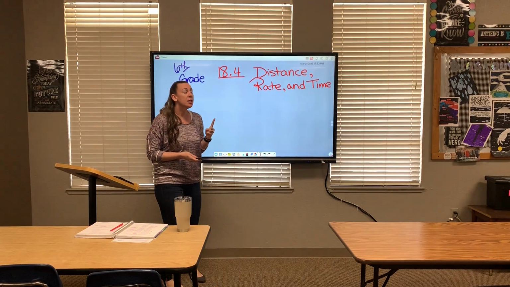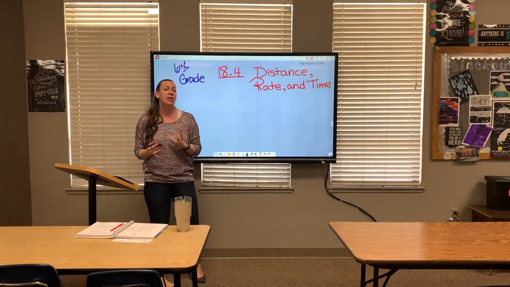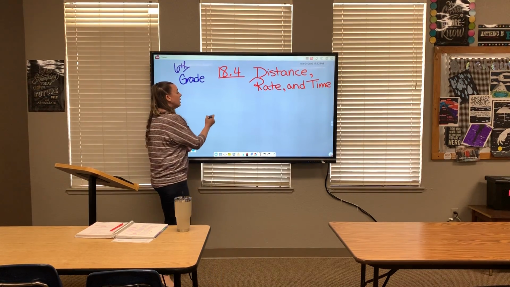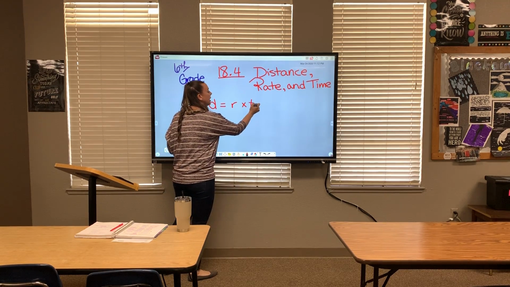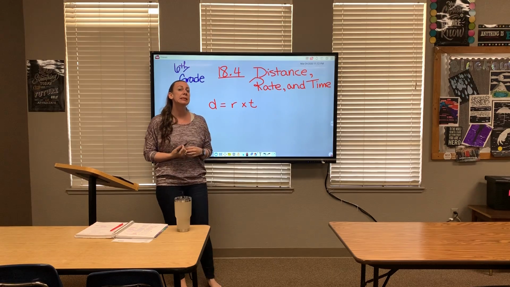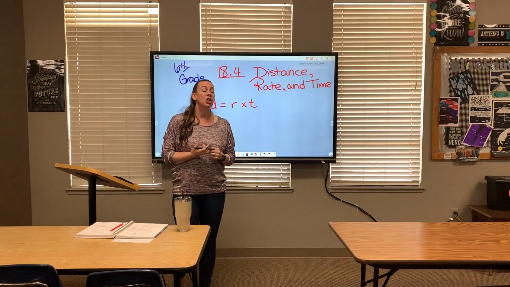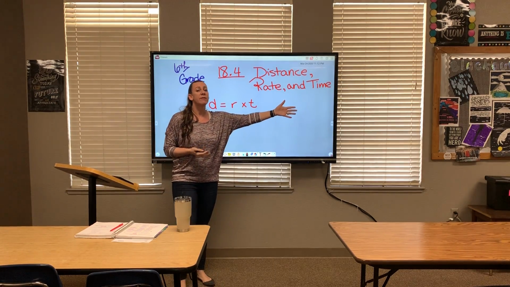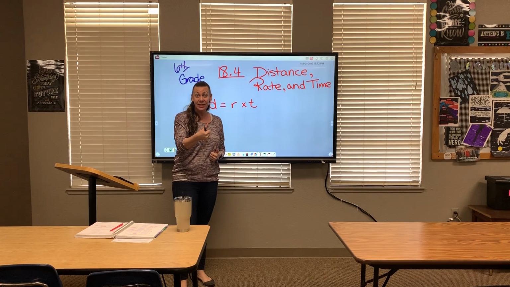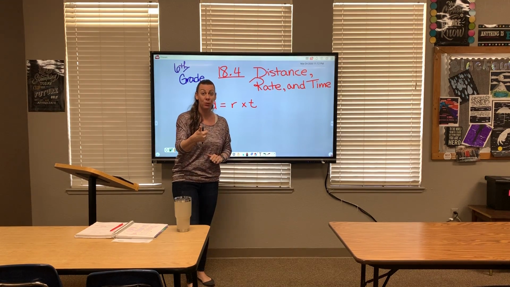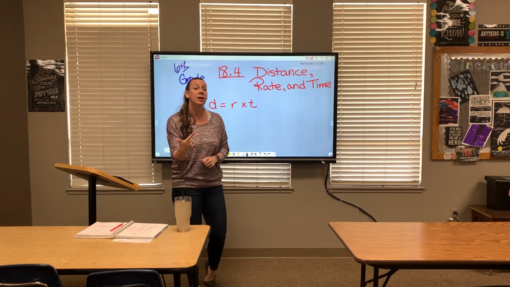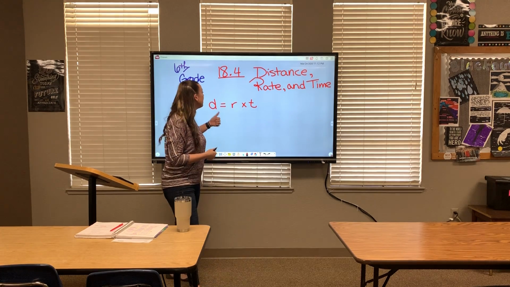So the first thing I'm going to start with is our main formula. Our main formula is distance equals your rate times your time, okay? Distance equals your rate times your time. So I can figure out how far I go if I know how fast I went and how long it took me to get there. That's going to give me my distance. So how fast I went, that's my rate. How long it took me to get there, I multiply those two together and that's going to give me how far I went.